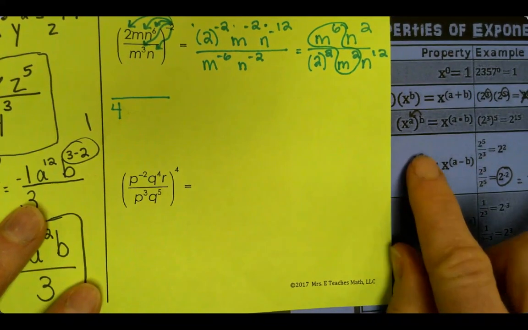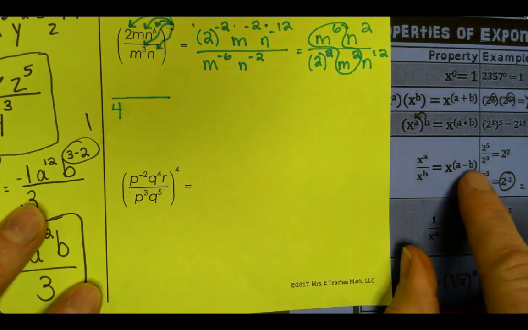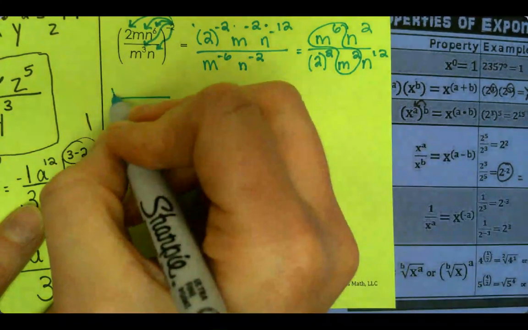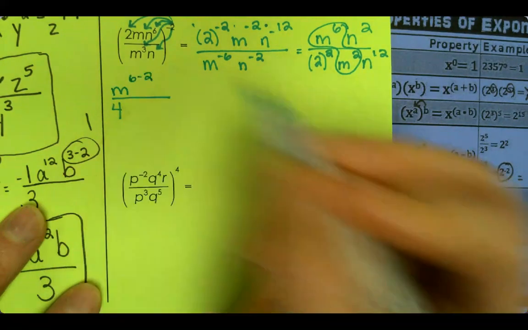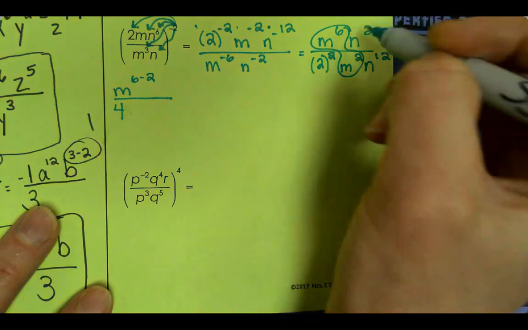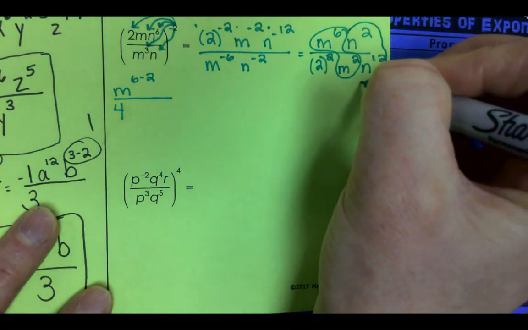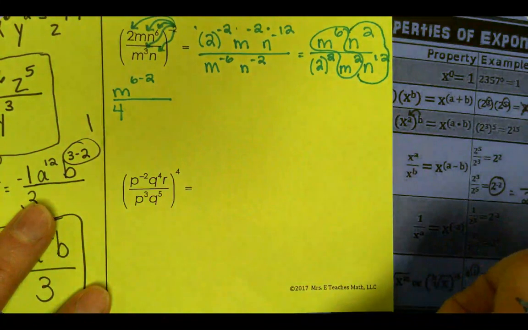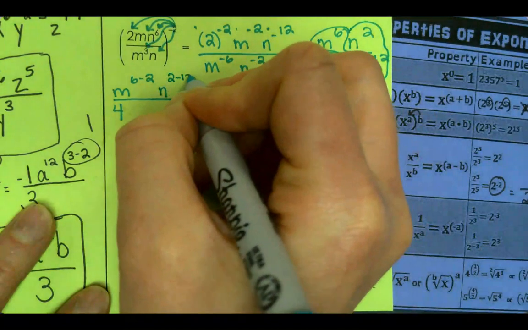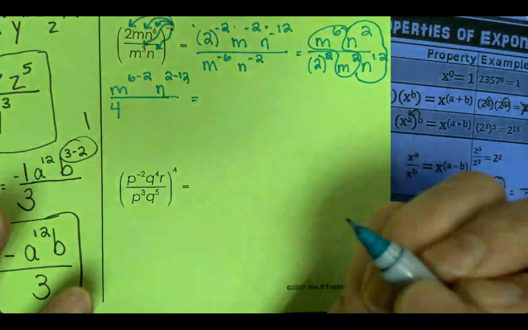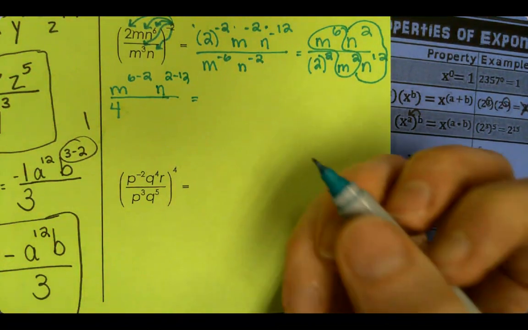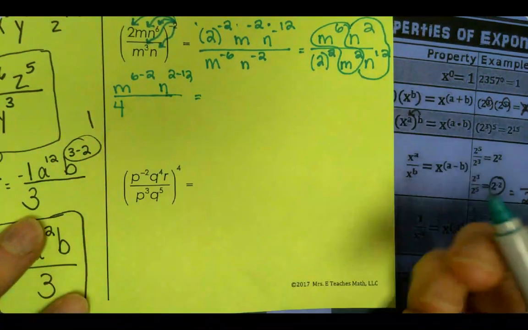When we divide like bases, this is the rule. Look over here. The rule says subtract your exponents. So it's going to be m to the 6 minus 2. And then gather up your n's. Same thing. We're dividing, so we have to subtract 2 minus 12. And I'm writing all the steps down. Whenever you get a little better at this, you won't have to write all the steps down, but I want them in your notes where all the steps are written.